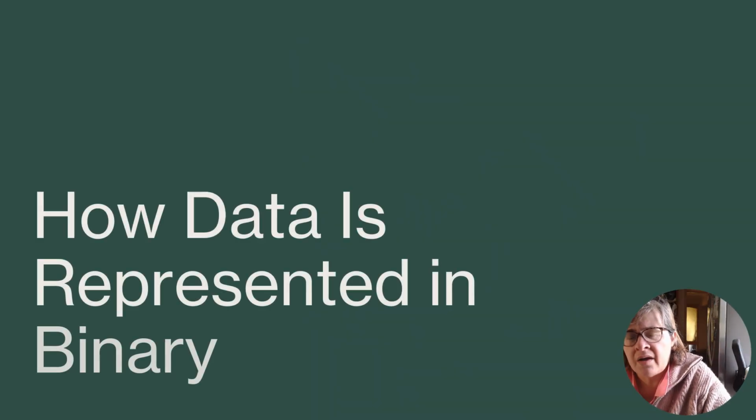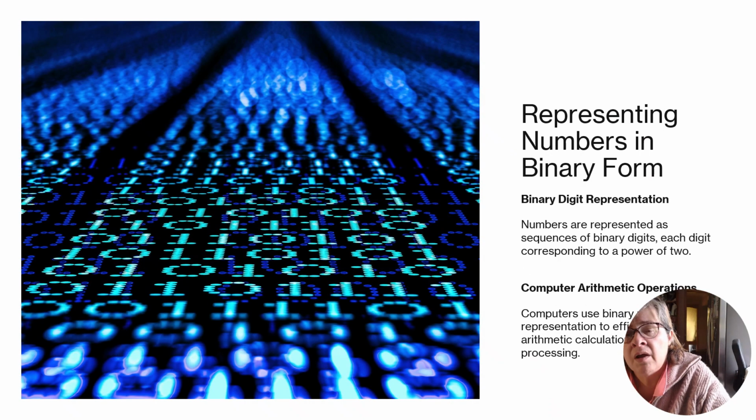We will explore how numbers, text, and multimedia data are encoded in binary form for storage and processing in computers. Numbers are stored in sequences of binary digits, each representing powers of 2. This allows computers to perform arithmetic operations directly on binary numbers.